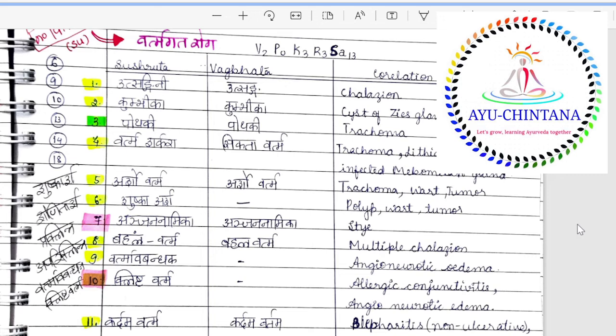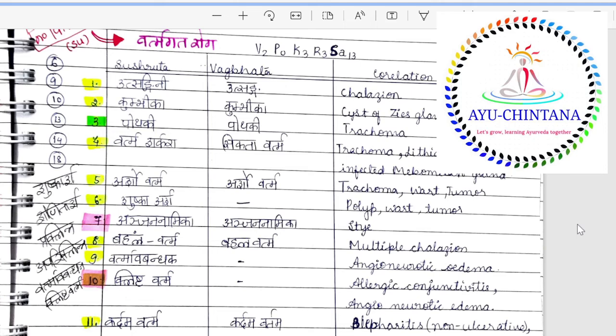Okay. Now coming to the correlation of it. Utsangini is chalazion. Kumbhika is the cyst of the Zeis gland. Pothaki is trachoma. Vartma Sharkara is trachoma, or it can be lithiasis conjunctivitis or an infected meibomian gland. Then Arsho Vartma is also one variety of trachoma, or it can be a wart or a tumor. Okay, this is about the first five Vartmagata Roga.